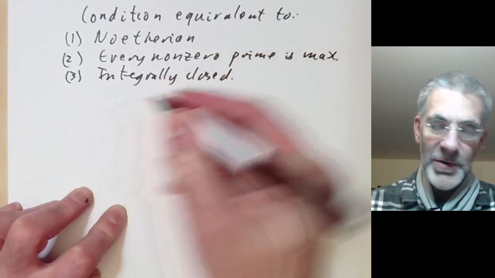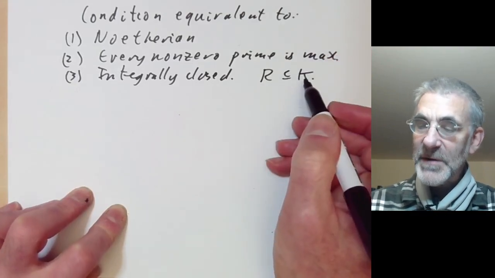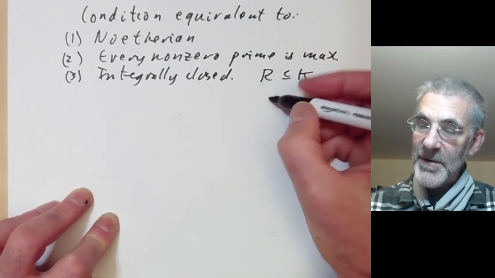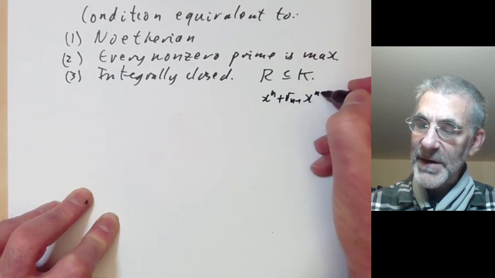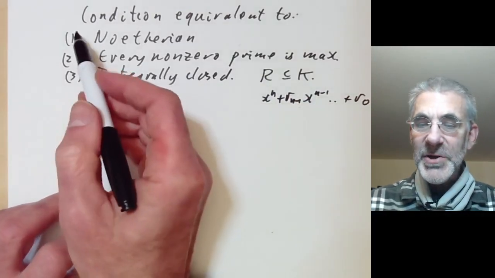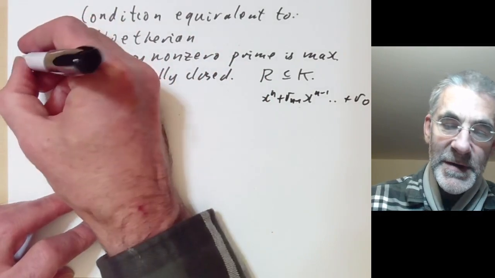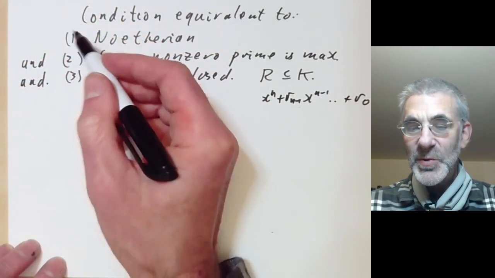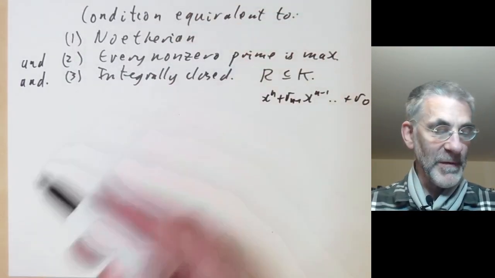So you remember, integrally closed means you take the ring R, embed it into its field of quotients K, and every element of K that's integral over R, in other words, satisfies an equation of the form x^n plus r_{n-1} x^{n-1} plus ... plus r_0, is already in R. I should say, a Dedekind domain is equivalent to these three separate conditions, and they all have to hold. So these conditions certainly aren't equivalent to each other or anything like that.